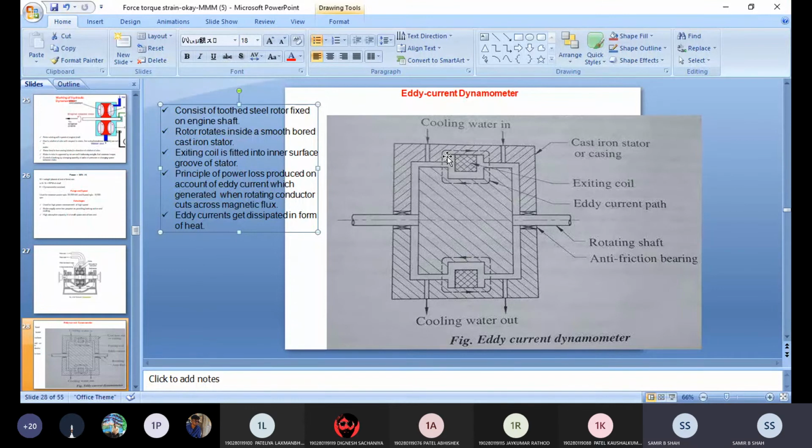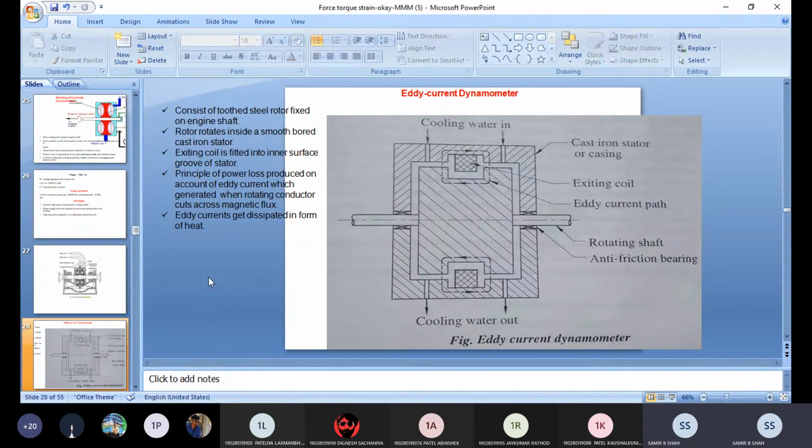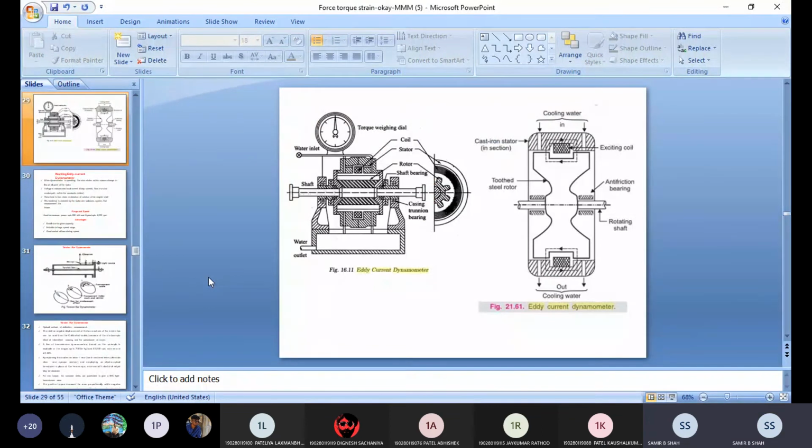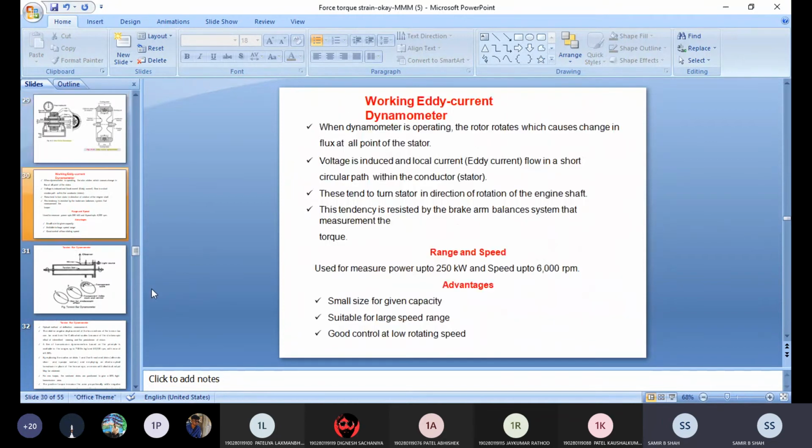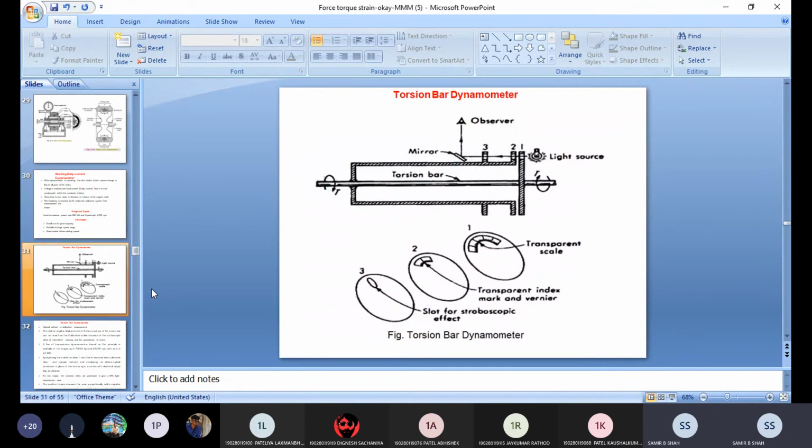Signal interpretation is very important in eddy current testing. This is some cross section and some working figure for your understanding. Range, you remember, up to 6,000 rpm and 250 kilowatt. It may be helpful to use the eddy current dynamometer.